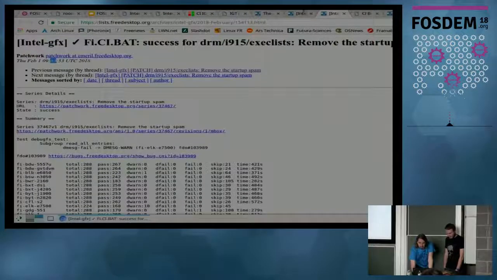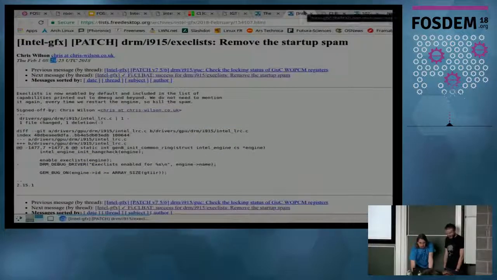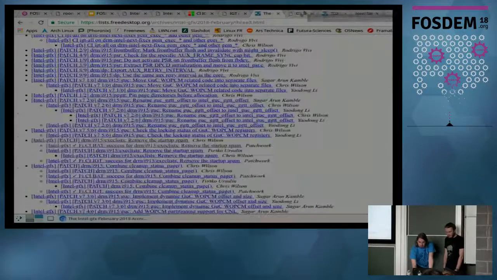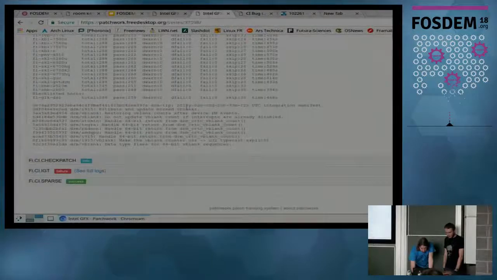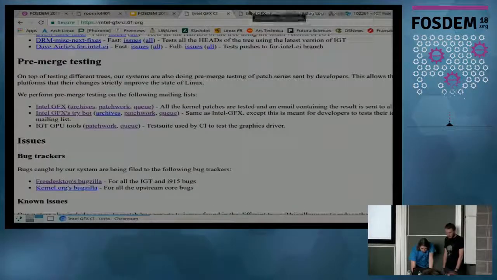So you get the results immediately in the main list. That makes it much nicer. Not everything is there, but the most important things are there. Okay. Then what else?